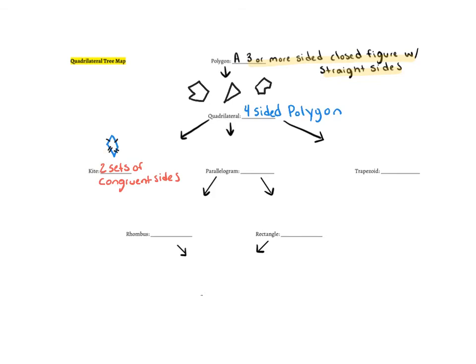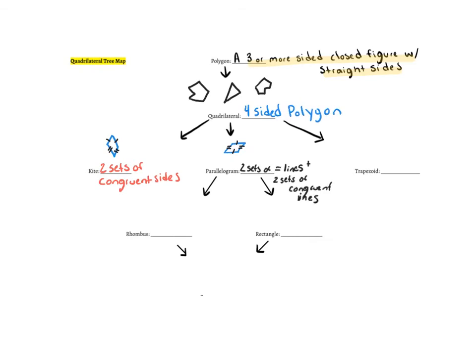And then my parallelogram, let me fix my parallelogram there. Think about what the main characteristic for a parallelogram was. It has 2 sets of parallel lines, I'll use this little symbol, parallel lines, and 2 sets of congruent lines.